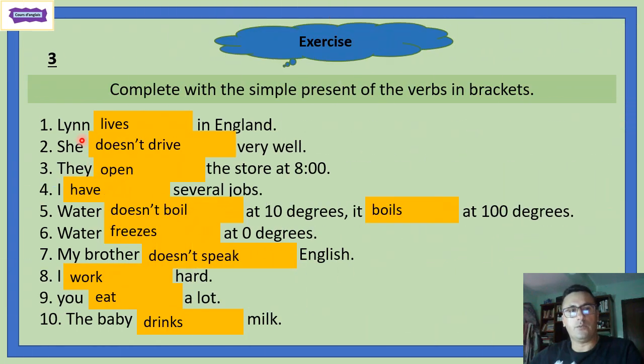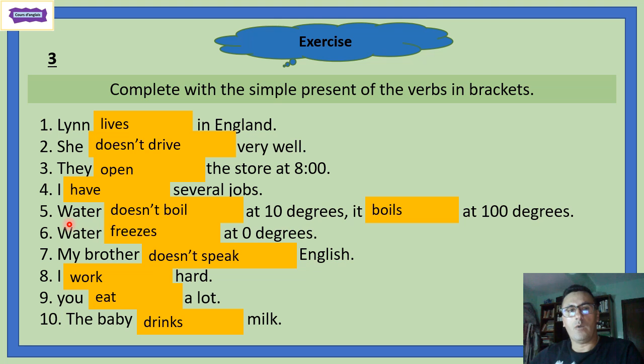Alors, la correction. 1. Lynn lives in England. 2. She doesn't drive very well. 3. They open the store at 8 o'clock. 4. I have several jobs.